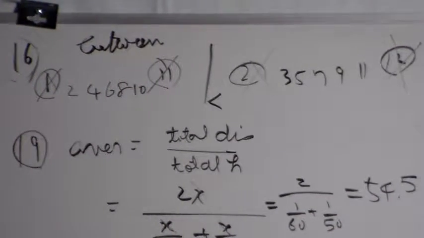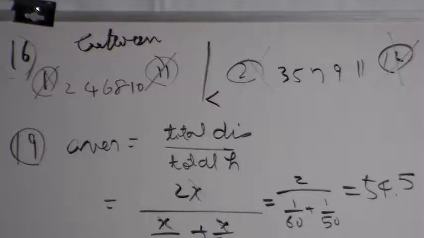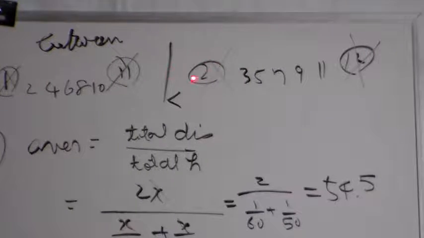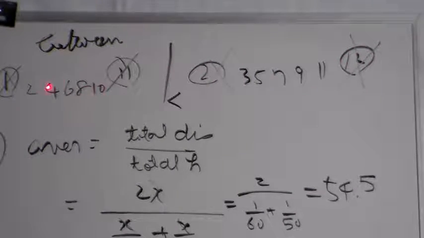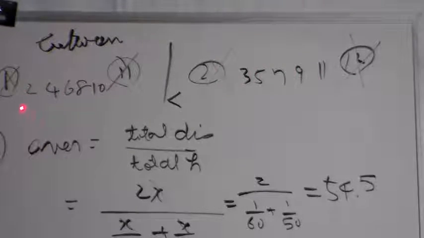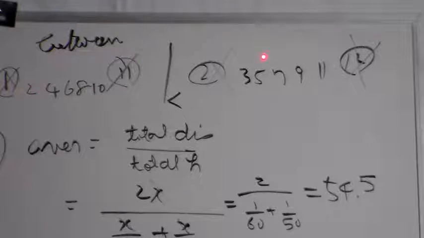Okay, number 16. This also has tricky things. Number 16 is "between," which means you have to exclude 1 and 11. Also exclude 2 and 12. Do not count this one. So once you're adding this one, this side is better. You don't have to add it, just compare. Comparison: 2 is less than 3, 4 is less than 5. That's why this side is greater than this.